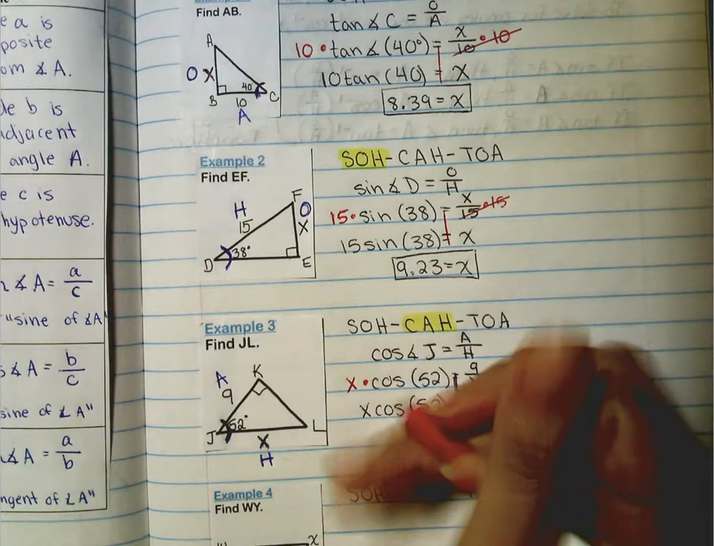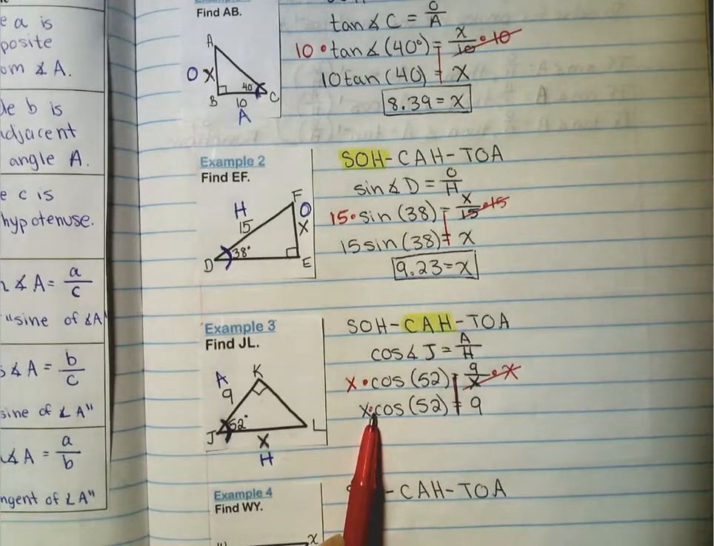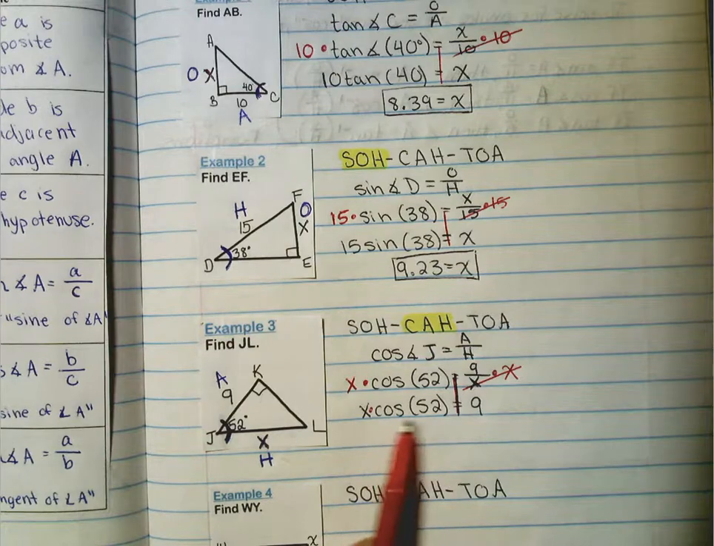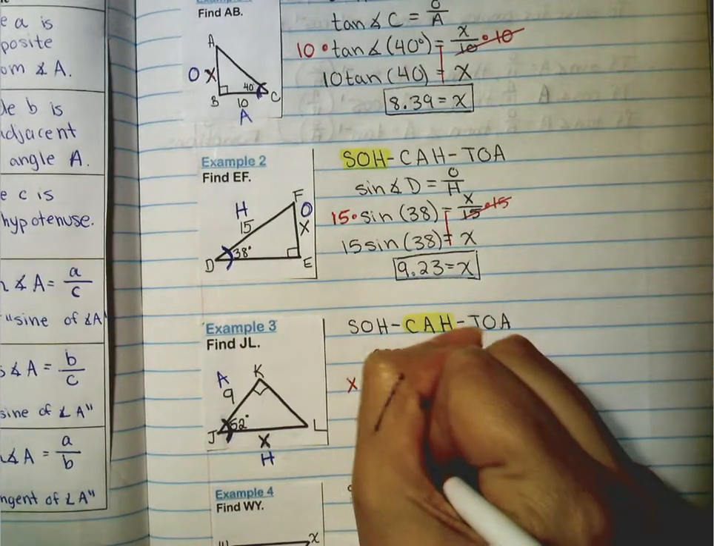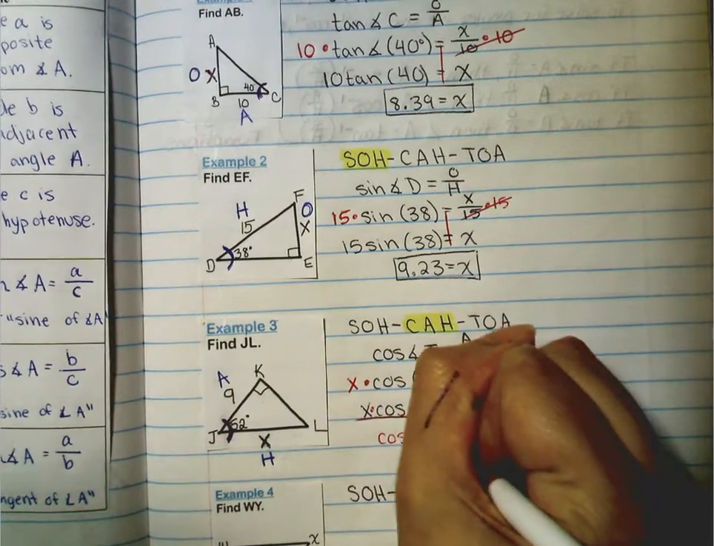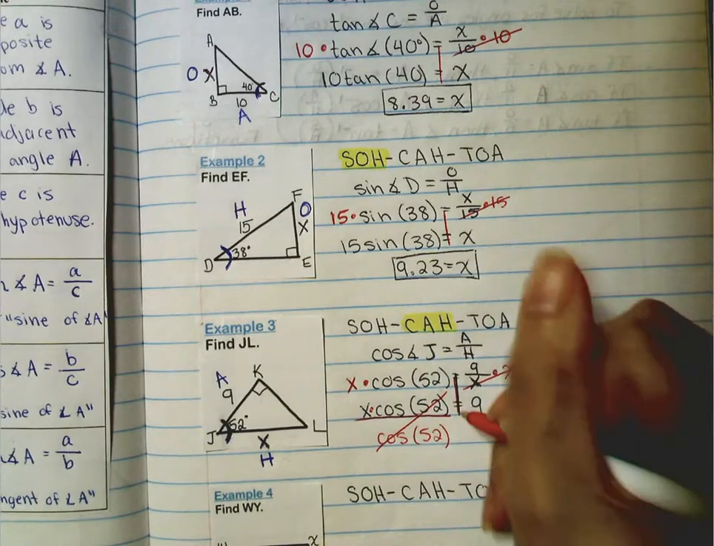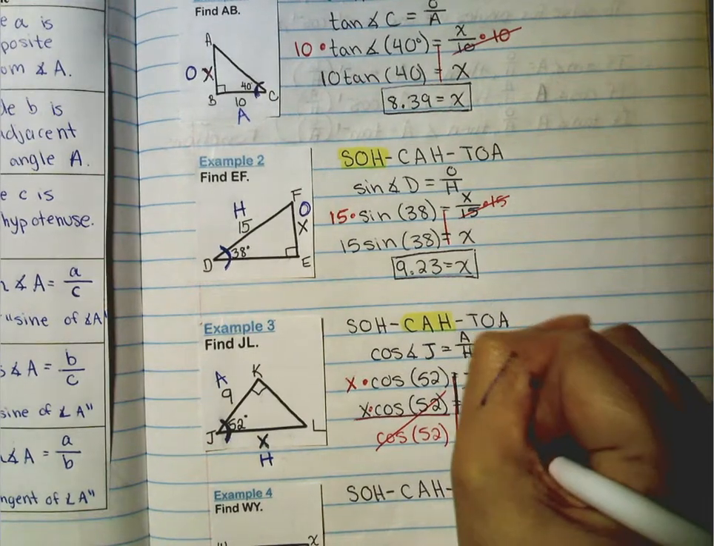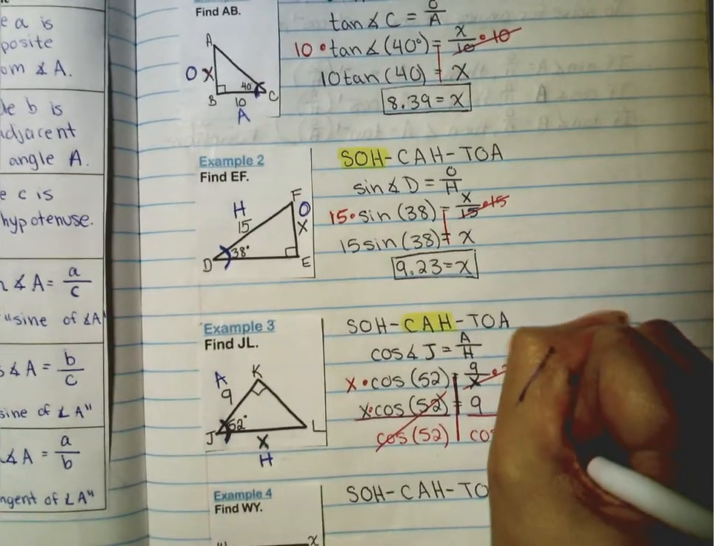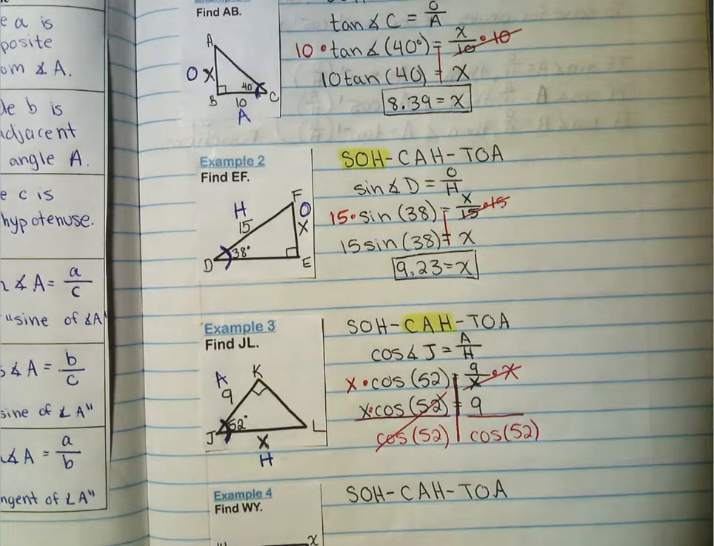So remember, there's a multiplication sign right there. Opposite of multiplication is division. So to get rid of the cosine of 52, I am going to divide by the cosine of 52. And so that cancels that out. And again, whatever you do on one side, you gotta do to the other side. So I'm gonna divide the 9 by the cosine of 52. And so now I'm gonna have x.